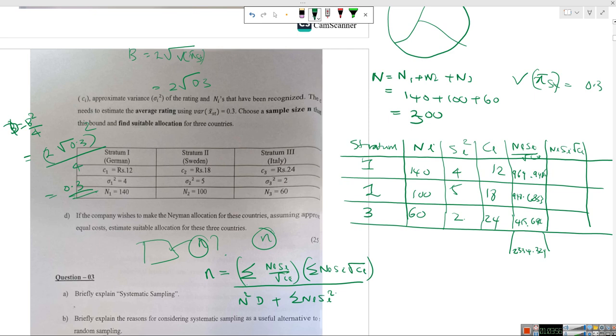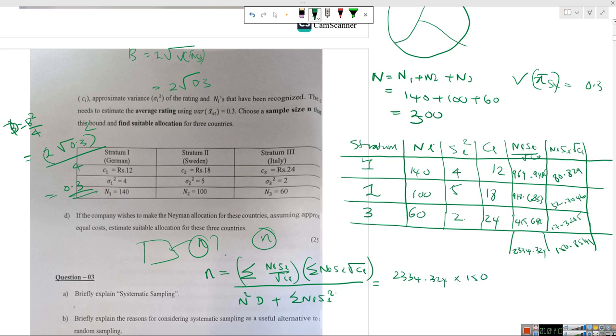Now we can calculate this also: Ni into square root of this into square root of this. So it becomes 80.829, and this becomes 52.7046. Then it becomes 17.3205. Now the summation also should be found. It is 150.8541.